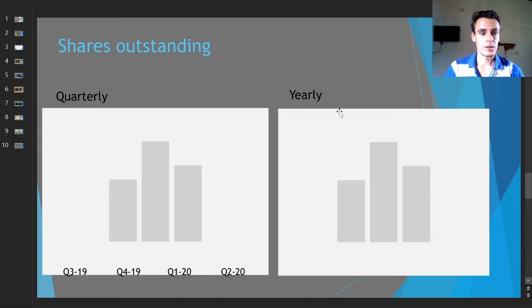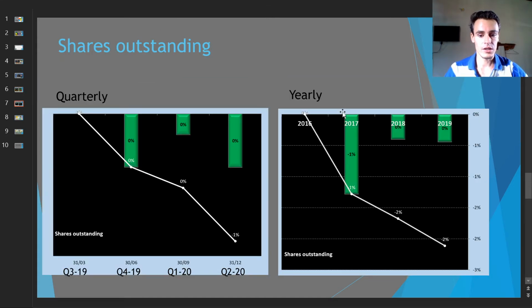Now let's jump quickly into the shares outstanding, just to give you an idea of how much they buy back shares. Over the last 4 years, it's equivalent to only 2%, even though they put around $10 billion into buyback every year.